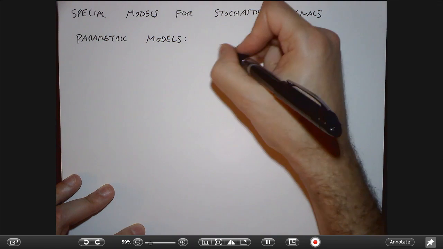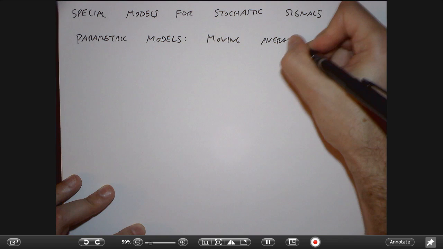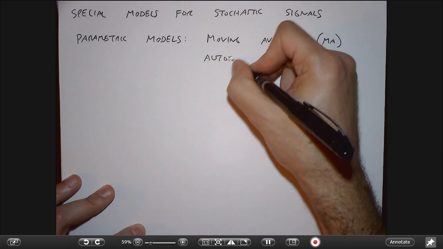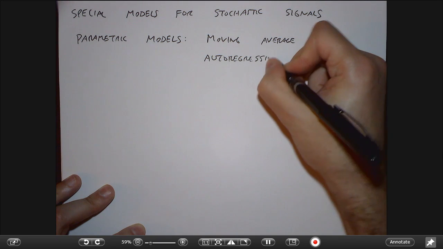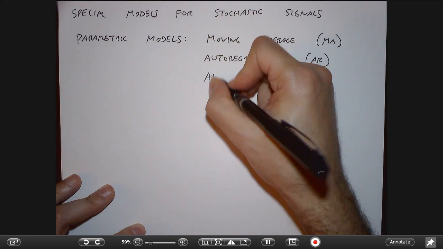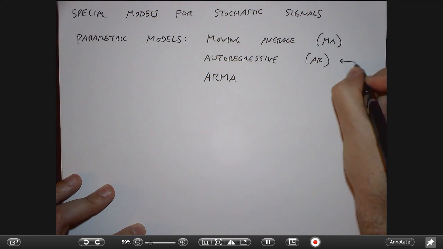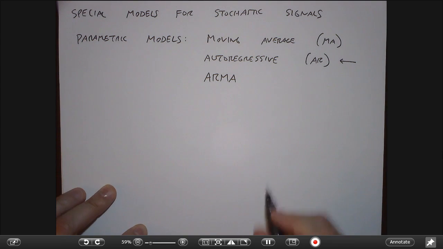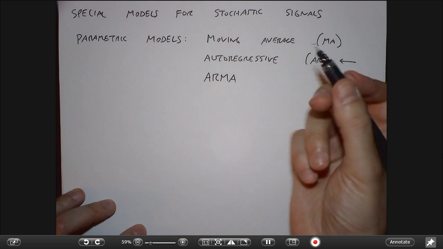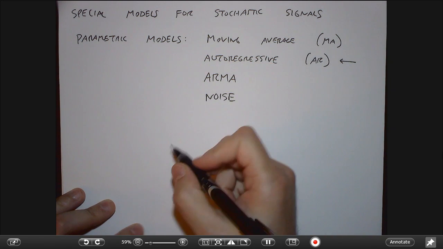And what we're going to talk about are called moving average, MA, autoregressive, AR, and then basically the combination of these, which is ARMA. And so I'm going to talk about all three of these with the note that a lot of the time in signal processing, we look at autoregressive processes, and I'm going to talk about that in a second. So, for example, noise is a good common model too. So let's talk about that first.